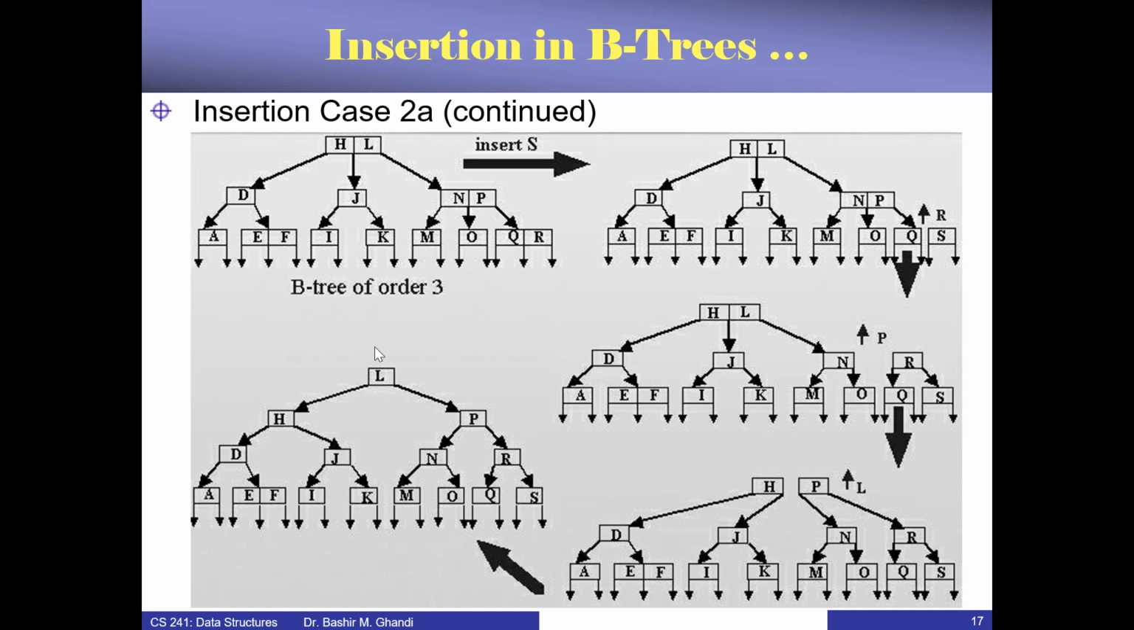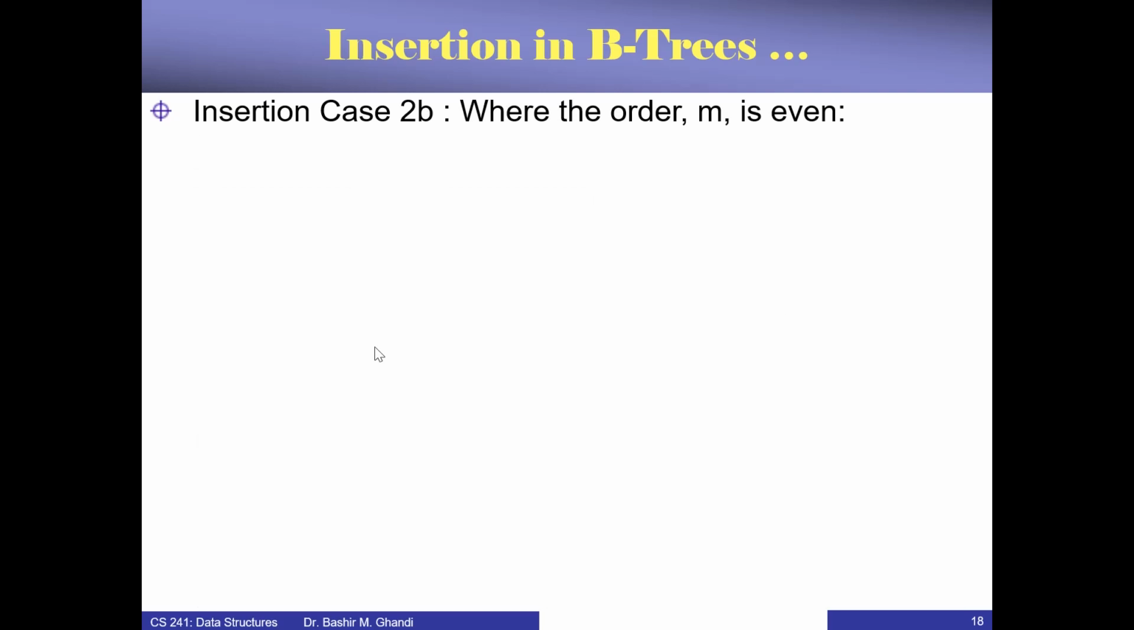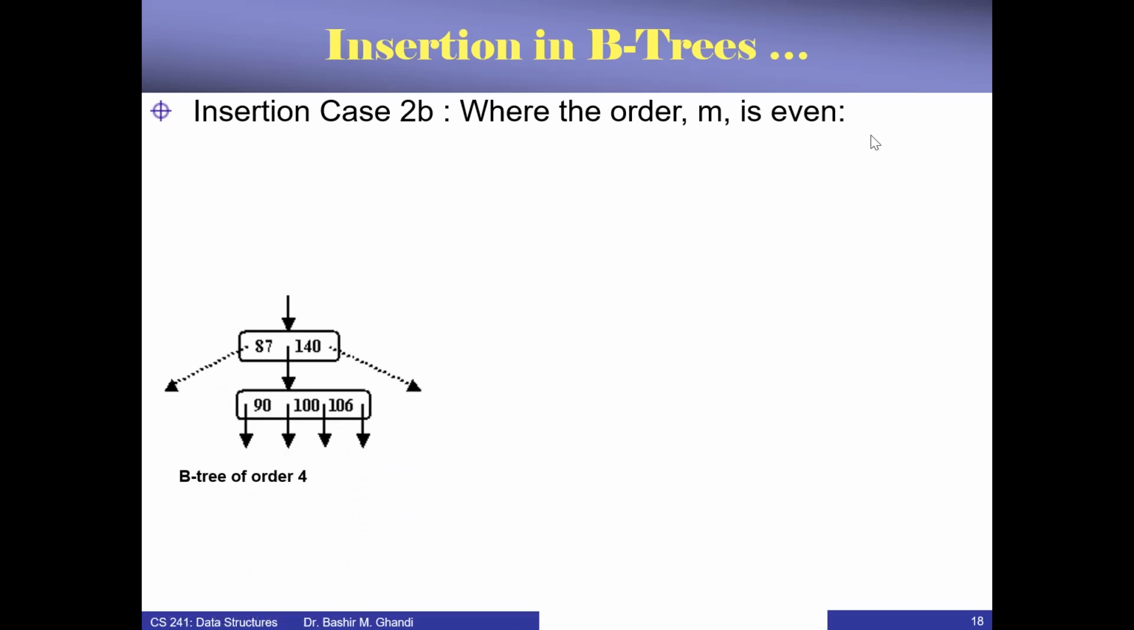We still have not seen the case where the order is even. This is what we shall see here in this example. So insertion case 2b, where the order M is even. So suppose we have this segment of a B tree of order 4. So 4 is even, and we are trying to insert 102.